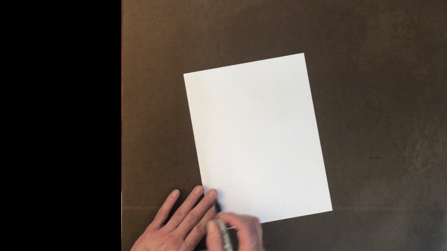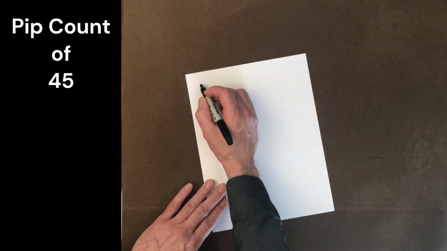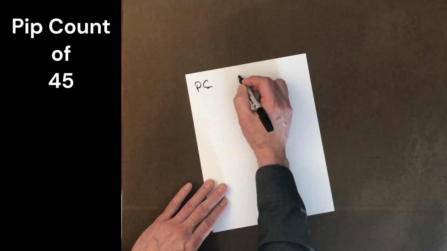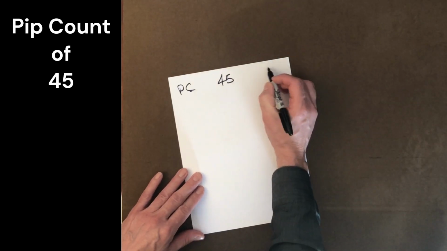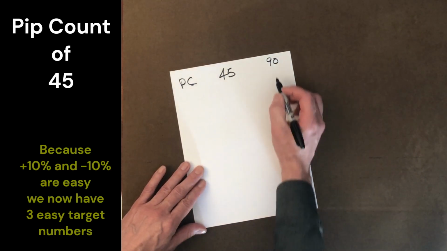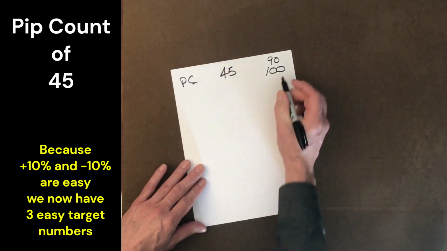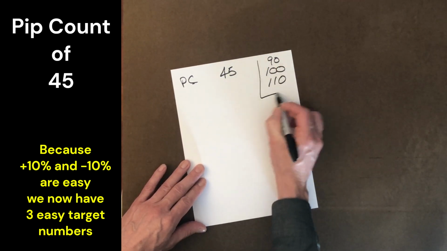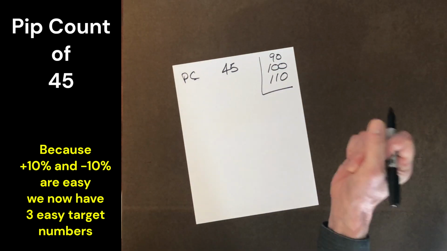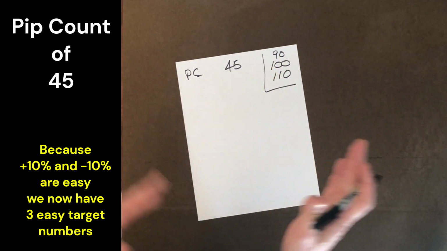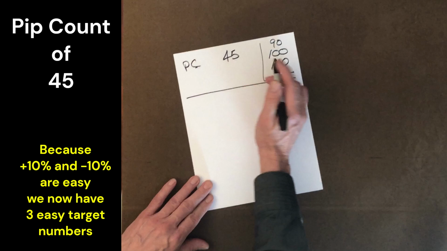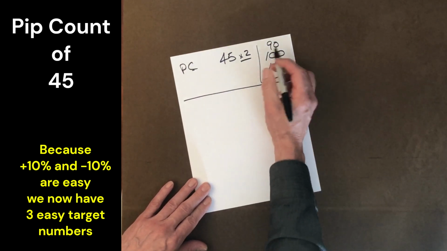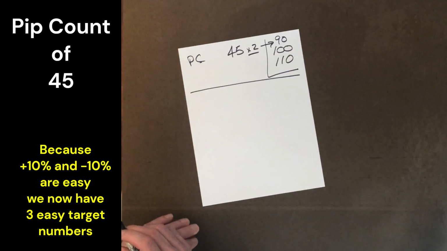Our next one. Now the numbers get a little more fun, but still easy. We have a pip count of 45. So, what are our target numbers? We know that 90 is easy, 100 is great if we get to it, and 110. We now have 3. If we get to 100, we got it. If we get to 90 or 110, we're just going to adjust by 10%. So for our pip count of 45, times 2 gets us to 90. So for 45, it's very easy to use 90.